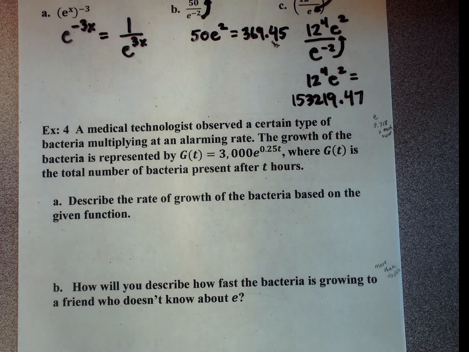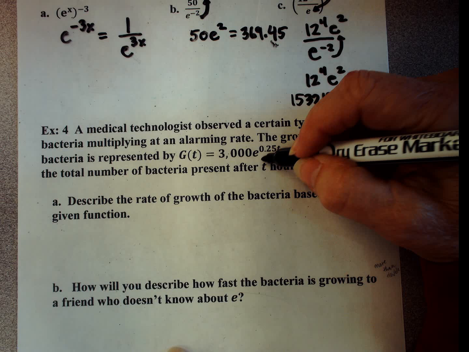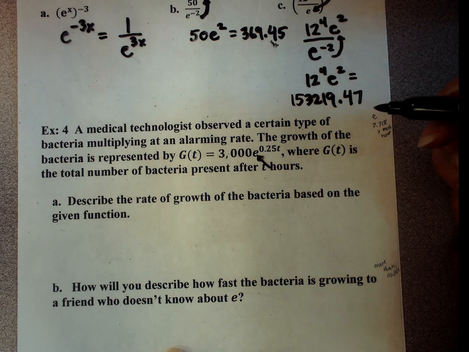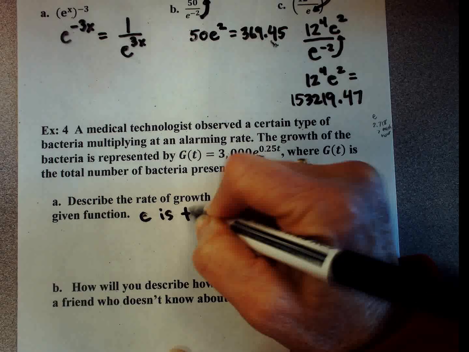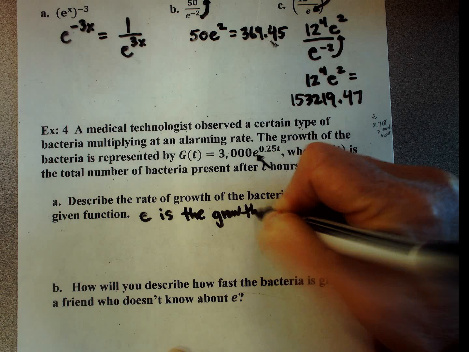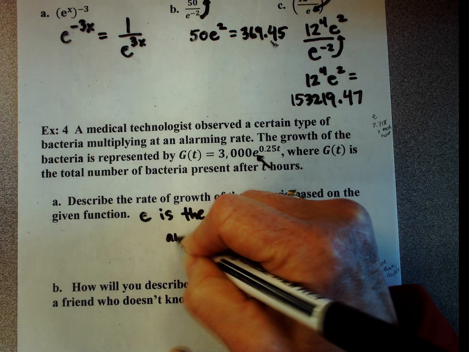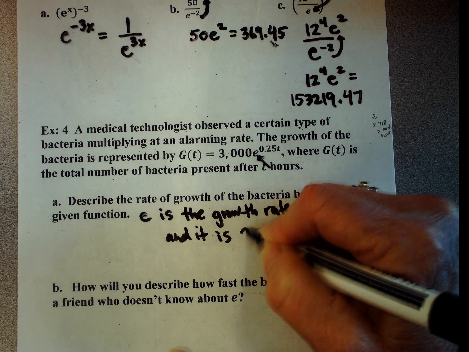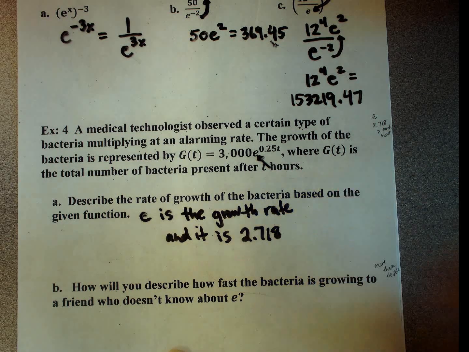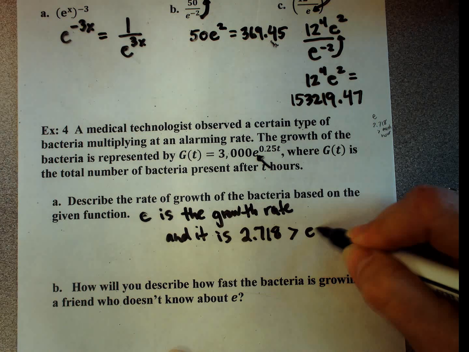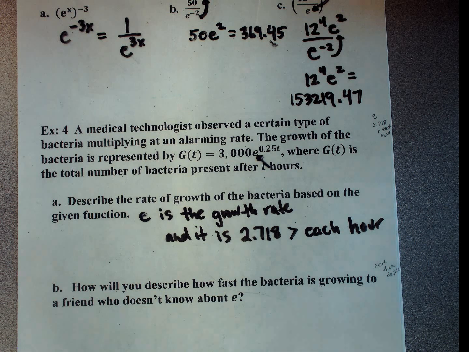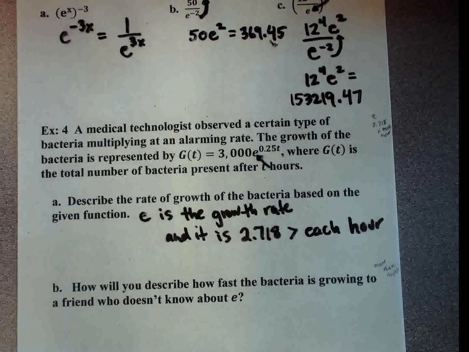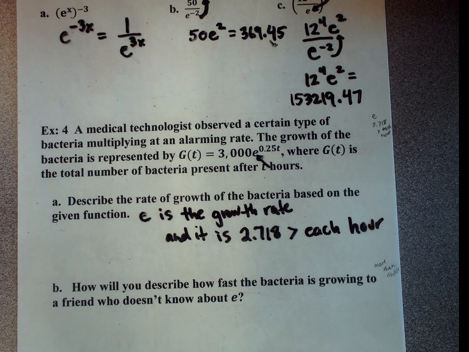Which one represents the growth rate? E is the growth rate. And it is 2.718 greater each hour. Because that's what E represents. So it's growing at a rate of 2.718 per hour.